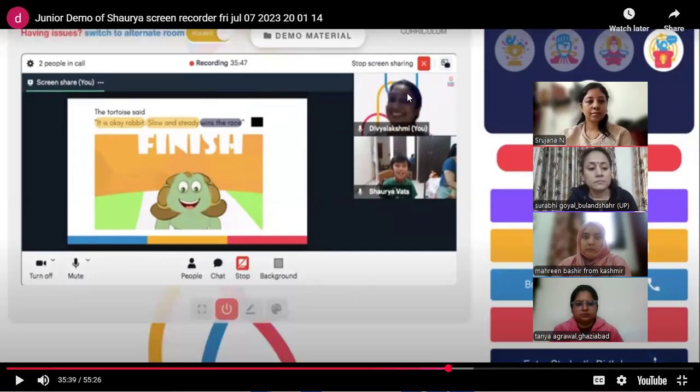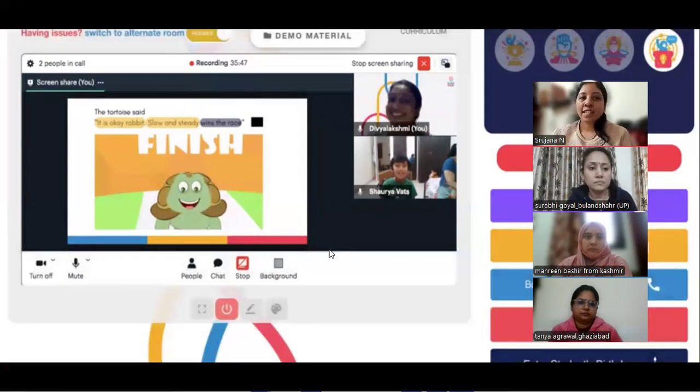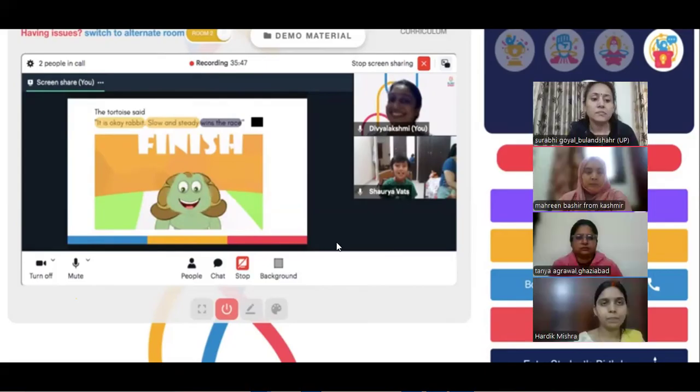No worries. Let's see how the others do and we can learn from them. Shrujana, go ahead, please. Tortoise said, "It is okay, rabbit. Slow and steady wins the race." Okay, the yellow part could have been a little softer. I know more softer is not grammatically correct, but just to emphasize it, I want it to be a little softer there. Surbhi, let's try that.